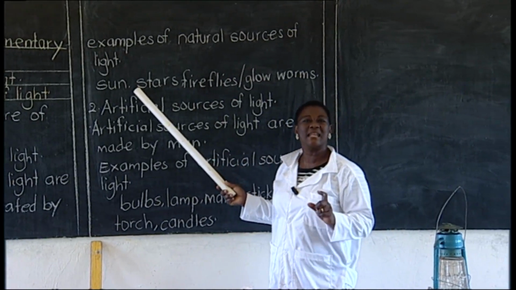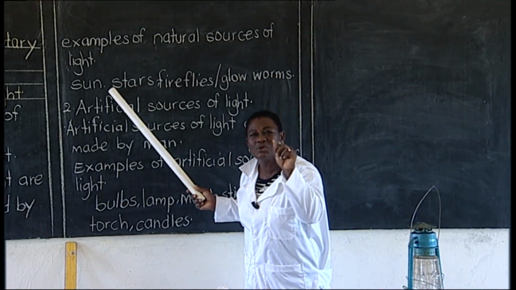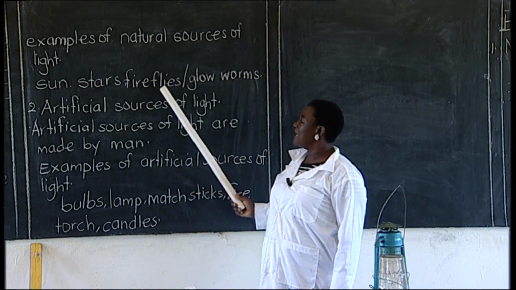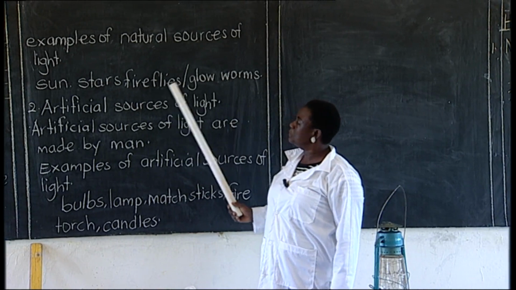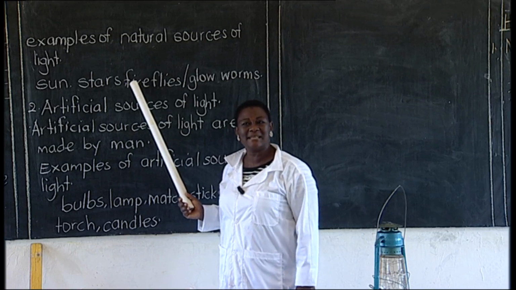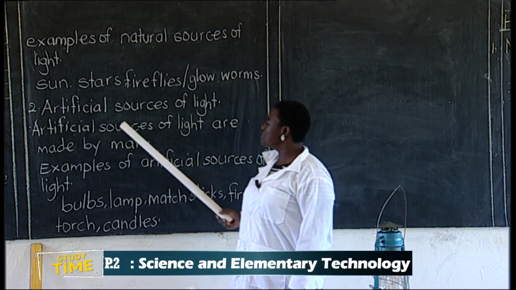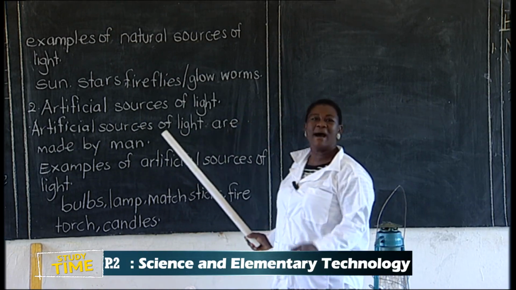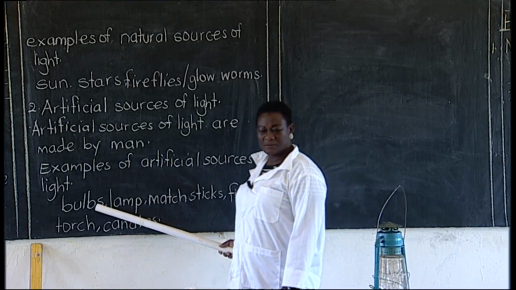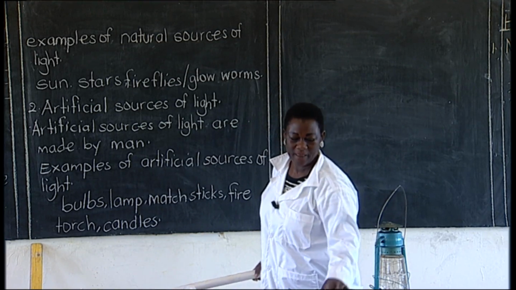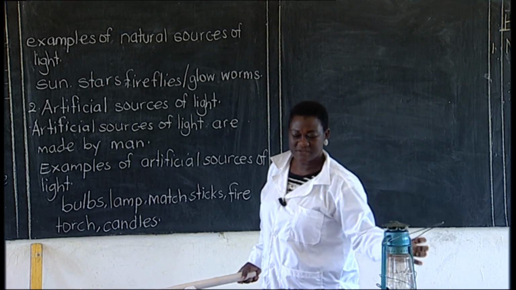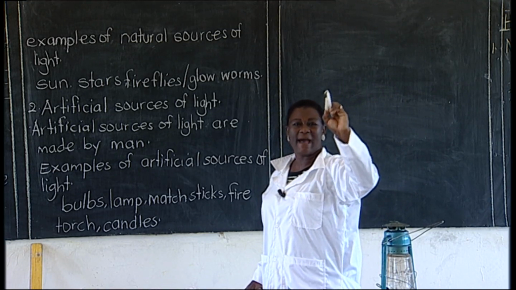Examples of natural sources of light: we have the sun, and remember, it's the main source of light, okay? We have the stars. We have the fireflies or the glowworms. The fireflies and the stars are seen at night. Then we have the artificial sources of light, which are made by man. Examples are bulbs, the torch, the lamp, and the candles. These ones are made by man.